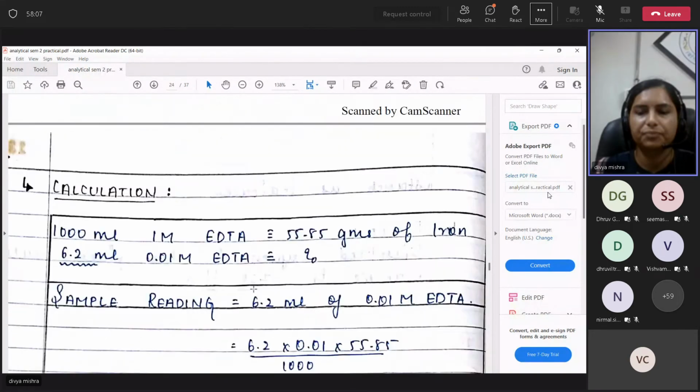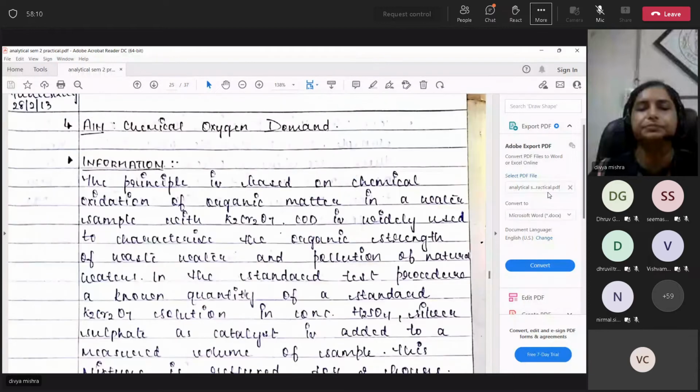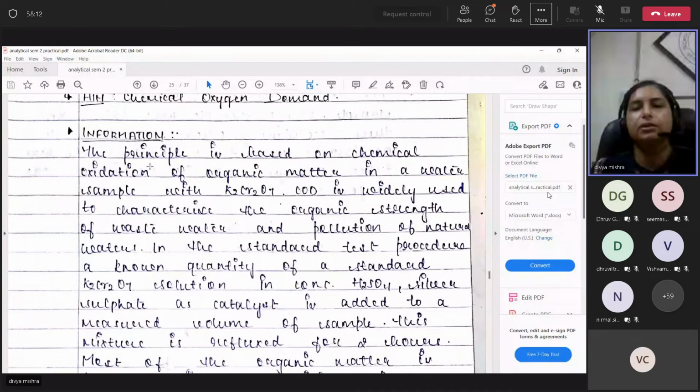Now going back to the journal, you will find the principle that this COD determination is based on chemical oxidation. We are chemically oxidizing the organic matter which is present in our sewage sample by using potassium dichromate, and this COD value is a characteristic value to determine the organic strength present in that water sample. It also denotes the pollution of that water system.